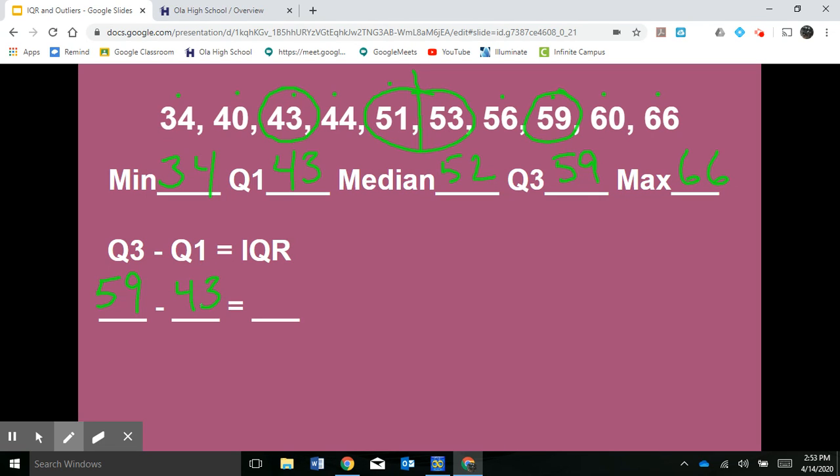59 minus 43 is 16. So now what we need to do is find out, do we have any outliers? I know in middle school they said outliers would be anything on the extremes, anything way far down here or way up here. Sometimes they would say the biggest numbers and the smallest numbers. So it's not necessarily true. We've got to see what it could be, and this is how we're going to do it.